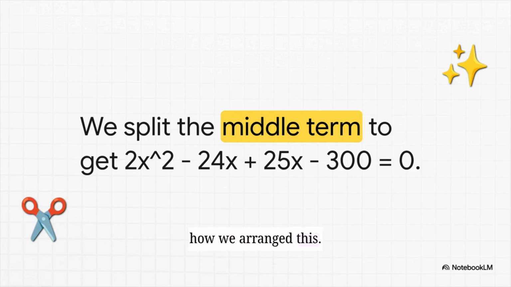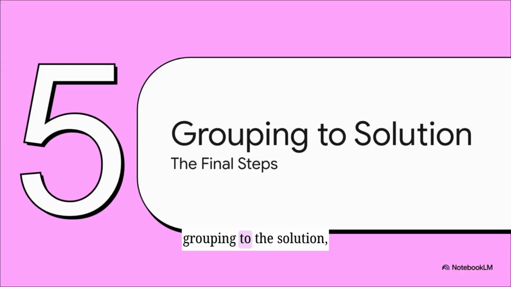But check out how we arrange this. We strategically parked the negative 24x right next to our leading 2x squared. Why do that? Well, 24 and 2 are both even. They share common factors. This little bit of planning is going to make our final step incredibly smooth. All right, section 5, grouping to the solution, the final steps. This is where all that careful prep work is going to pay off big time.